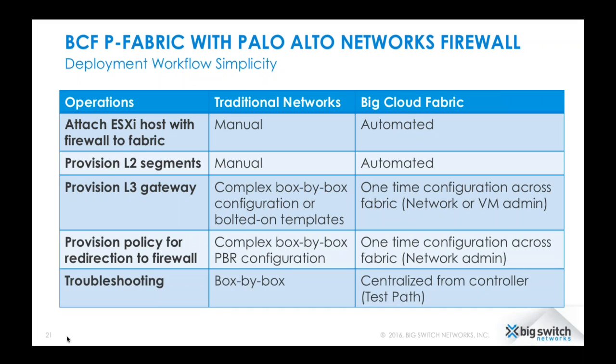And finally, troubleshooting. Right? Instead of box-by-box troubleshooting, doing things like ping, traceroute, checking routing tables, and anything that you may be used to, we have a solution centralized from the controller called Fabric Test Path, which we'll see in the upcoming demo.